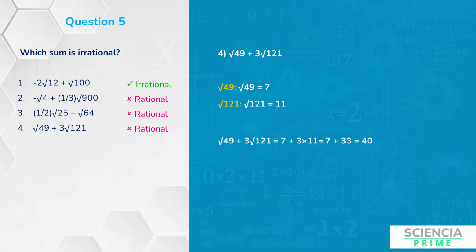Therefore, the sum that is irrational is Option 1, -2 times the square root of 12 plus the square root of 100.